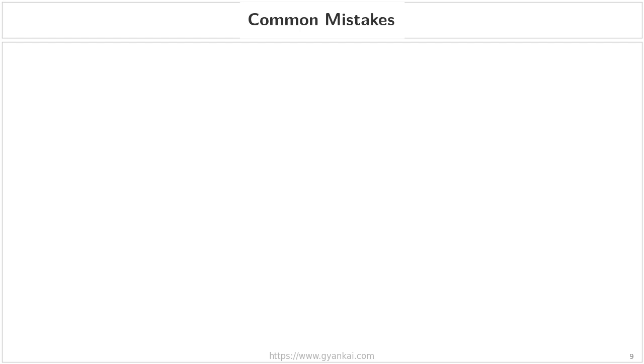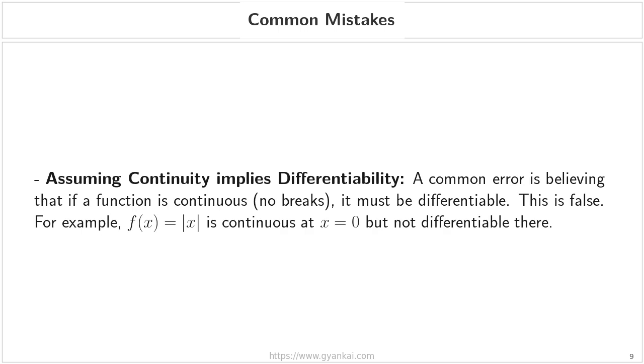Common mistakes. Now that we have covered the theory and a practical example, let's conclude by discussing some common mistakes students often make when determining differentiability. First, there is the tendency to assume that continuity implies differentiability. It is a common error to believe that as long as a function is continuous, meaning you can draw it without lifting your pen from the paper, it must be differentiable.